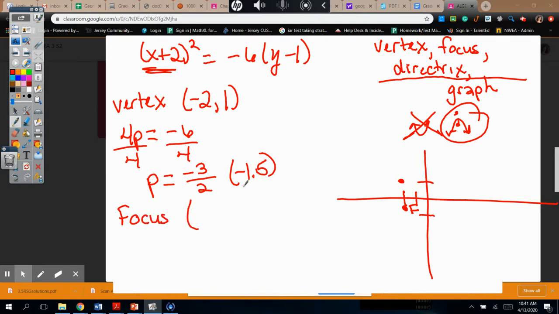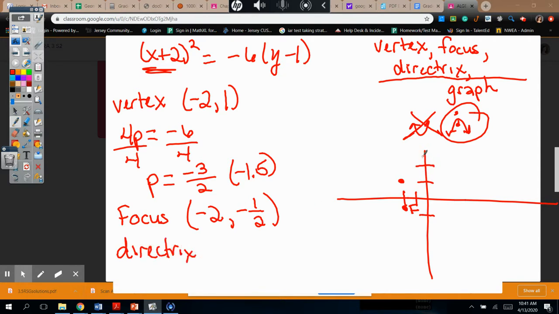Where's my point? Well, it's still to the left too. Always one of the points will be the same as the vertex. Sometimes it's the first one, sometimes it's the second. But now I'm going down 1/2 because I went from this 1 and I went down 1.5, so I'm at -1/2. That's my focus.